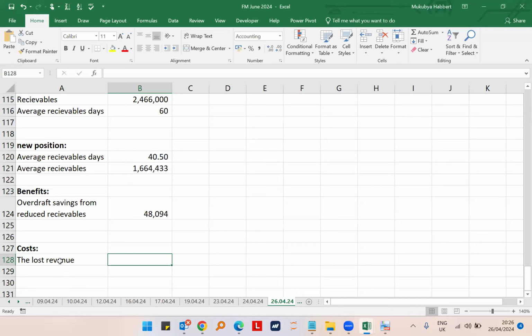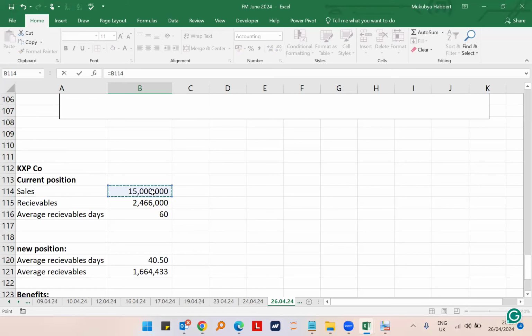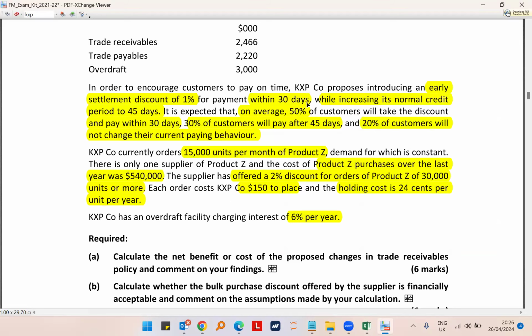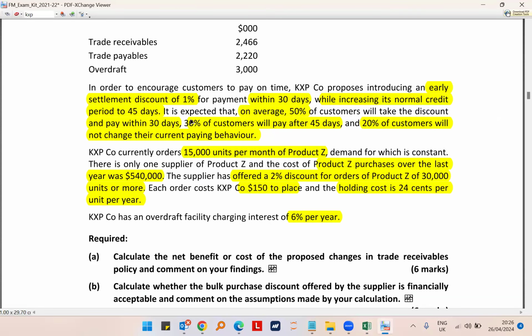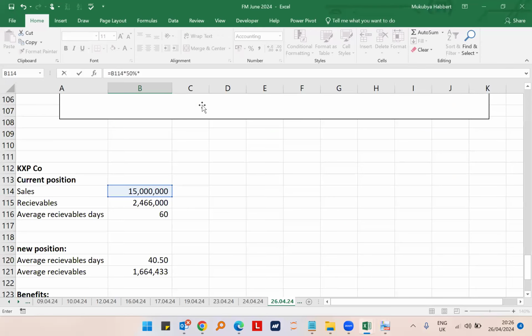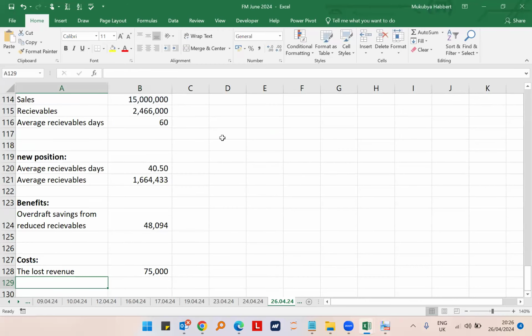So now, how much is the discount costing you? Remember that the sales are 15 million, but people who are going to take on the discount are going to be 50%. So 50% of that. And how much are you losing? Because you're giving them a discount of 1%, you're losing 1% of that. So you're losing 75,000, right?